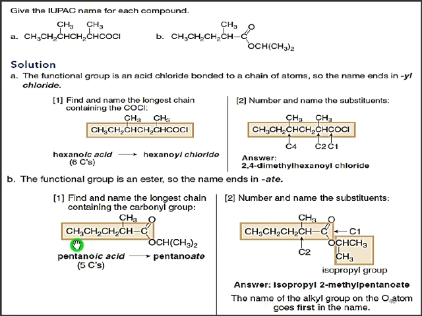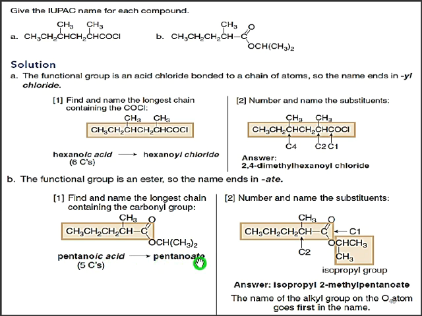chloride. Now the second example is an ester compound. Look, here we have 1, 2, 3, 4, 5, pent. It will be pentanoic acid, because it's derived from the carboxylic acid. Now change the -ic acid to -ate, it will be pentanoate.